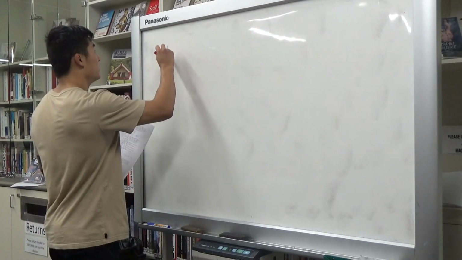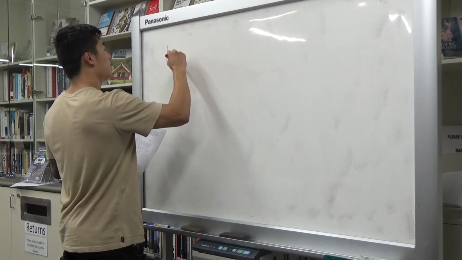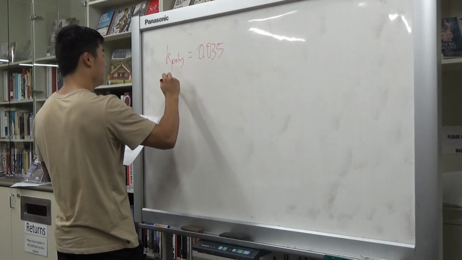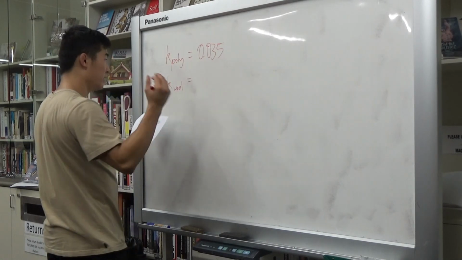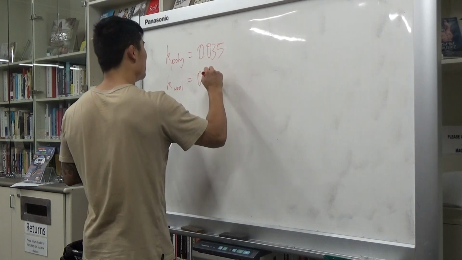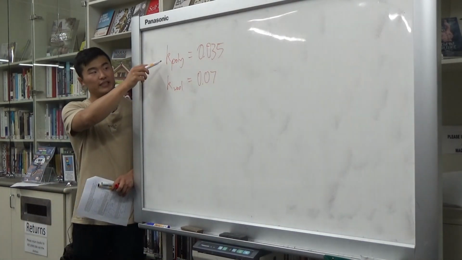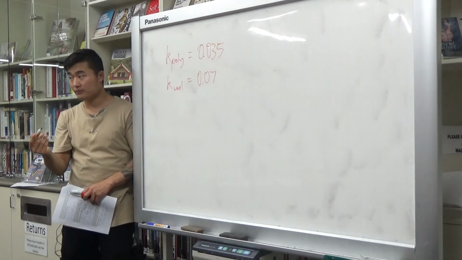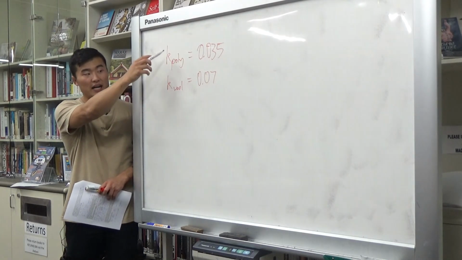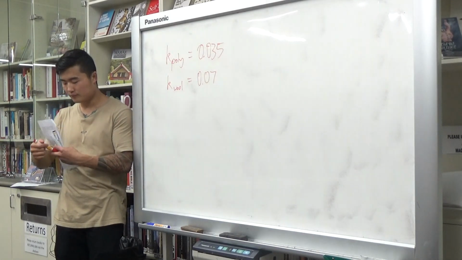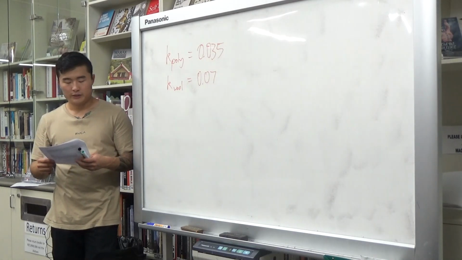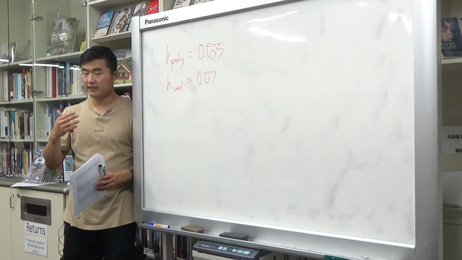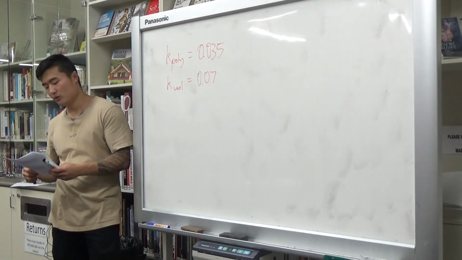So the K of polystyrene is 0.035, and the K of wool, the thermal conductivity, is 0.07. So the conductivity of polystyrene is half the conductivity of wool. Okay, so 0.035 is half of 0.07. So what that means is that polystyrene is a better insulator, and it's going to let less heat through.